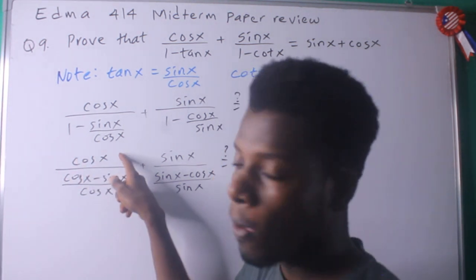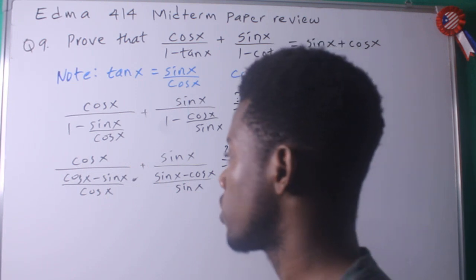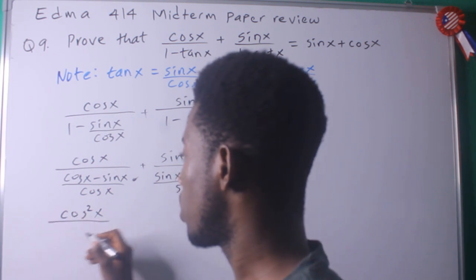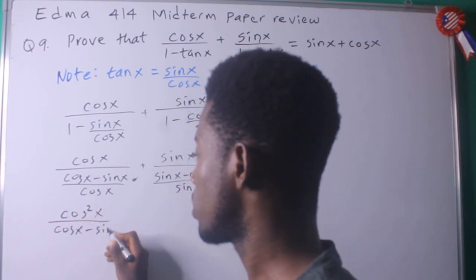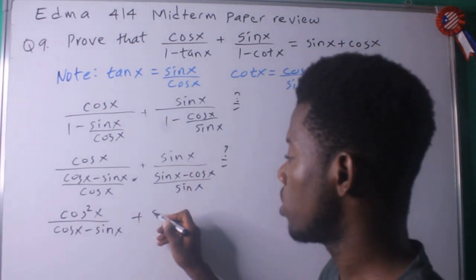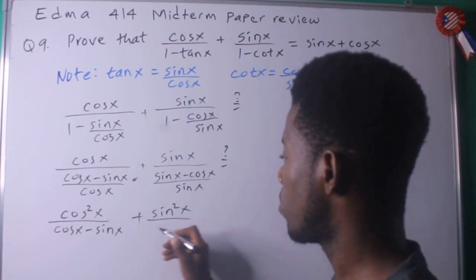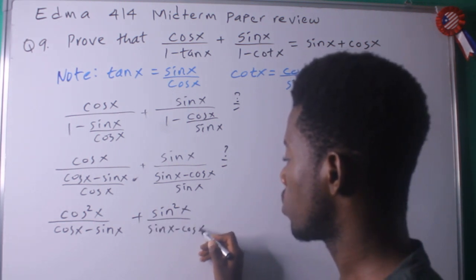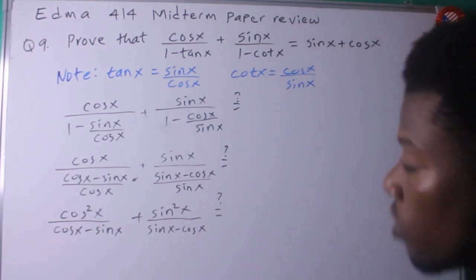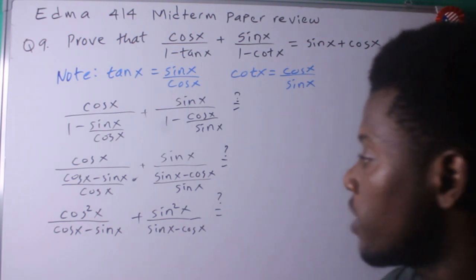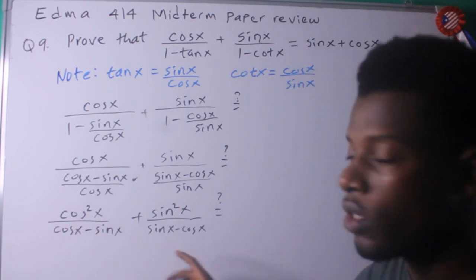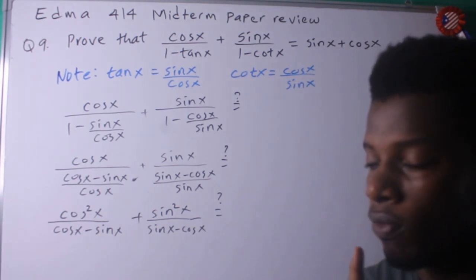This cos x is going to go to the numerator and be multiplied by cos x. So we have cos squared x all divided by cos x minus sin x, plus a very same thing happens here. This sin x goes up and becomes sin squared x all divided by sin x minus cos x, and we want to know whether the entire expression equals sin x plus cos x. To simplify, we see that the denominator here is cos x minus sin x, and here is sin x minus cos x. So the only difference is a factor of negative 1.